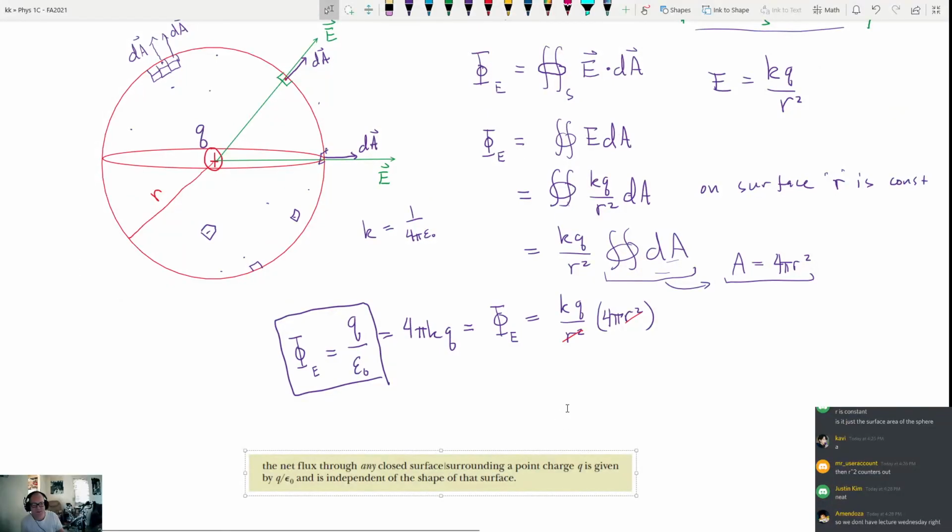The shape of the surface doesn't matter. The net flux through any closed surface surrounding a point charge q is given by q over epsilon naught and is independent of the shape of that surface. I'm going to leave you with that.